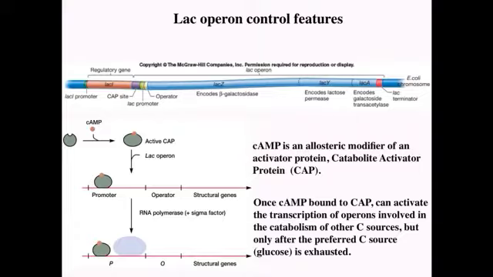So there are two conditions that are required for maximal expression of the lac operon. One is the presence of lactose, converted into allolactose to make that lac repressor drop off. But that's only one condition that's necessary for the lac operon to be maximally expressed. The other is an activator protein. This is the catabolite activator protein.